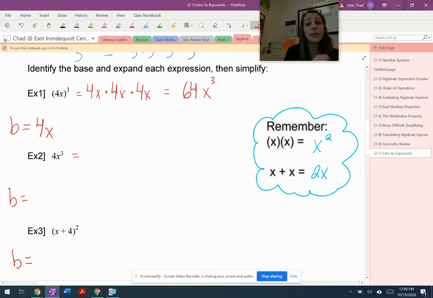Now, in example 2, it's important to notice the difference between example 1 and example 2. They are both completely different. Example 2, the base of that expression is only the x. The 4 is not being cubed like the x is, or like it was in example 1. And the big difference there is the presence of those parentheses. So watch out for the parentheses.